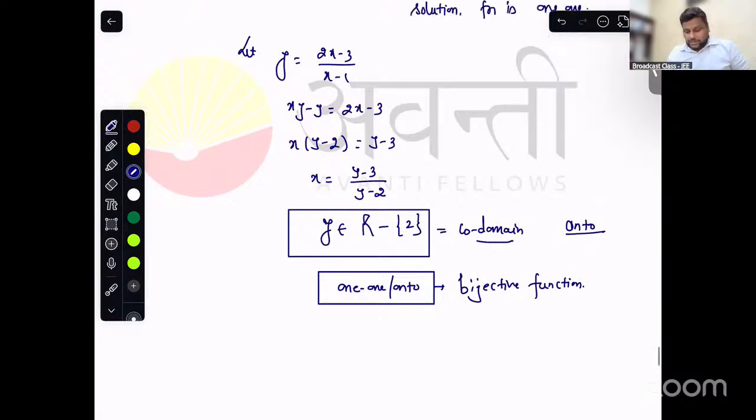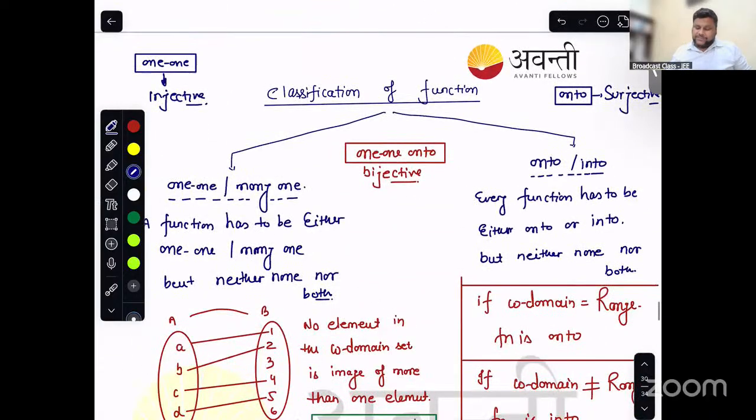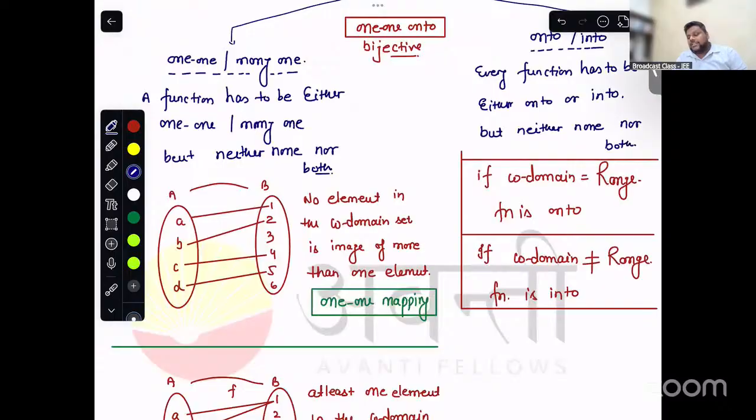Got it? So now what all we have done today, let me recall it once. We started with classification of function. In the classification, we know a function can be 1-1, many-one, or it can be onto, into. It has to be one of 1-1 or many-one. Neither can it be both, nor can it be neither. Similarly, a function has to be onto or into. Neither both nor none. Onto is completely sorted. If codomain is equal to range, it is onto. If codomain is not equal to range, then it is into.